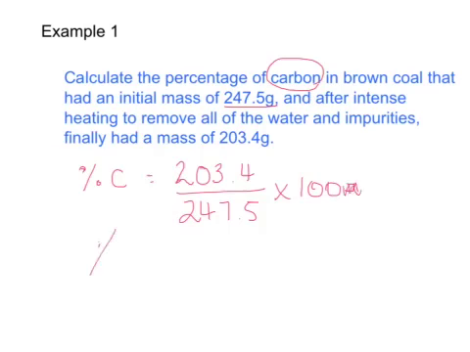My percentage of carbon is then equal to, and I'm going to plug that into my calculator, and I end up with a value of 82.18%. And that's as simple as it can be.